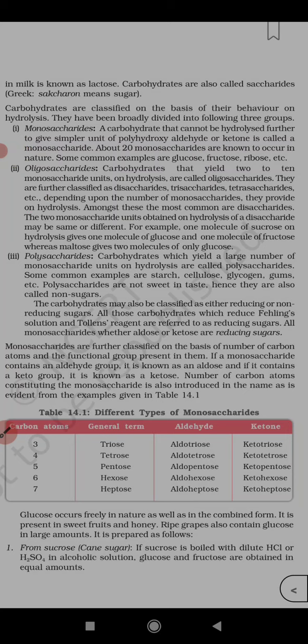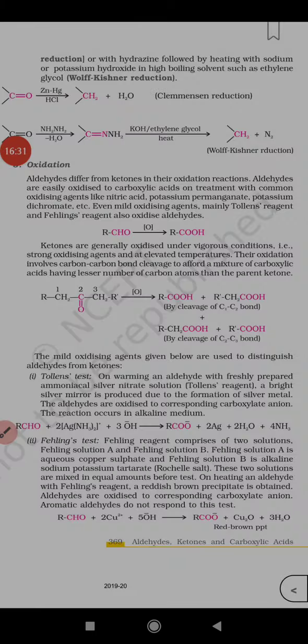So these points are from NCERT Aldehydes, Ketones and Carboxylic Acids, page number 369. So let me show you. This Tollens' and Fehling's test is given in the NCERT itself. You can check the page. A bright silver mirror is produced, that is the positive test for Tollens'. Aldehydes give it, but ketose sugars also give it, because I will tell you later, it will come in the chapter.